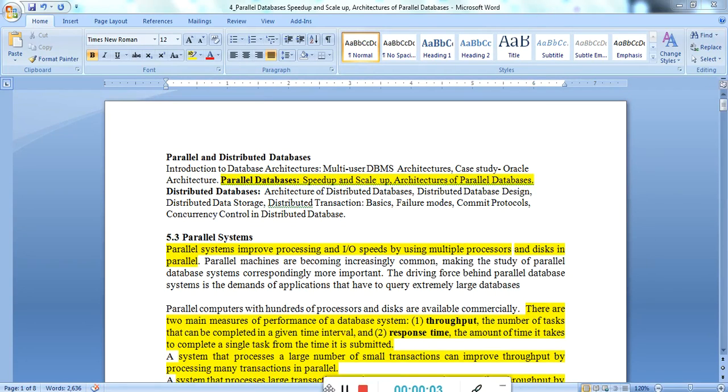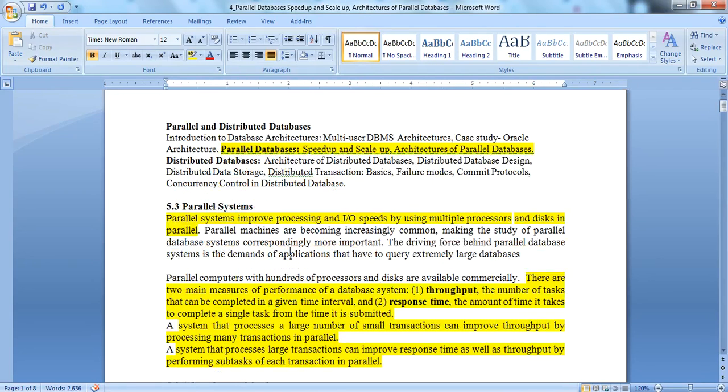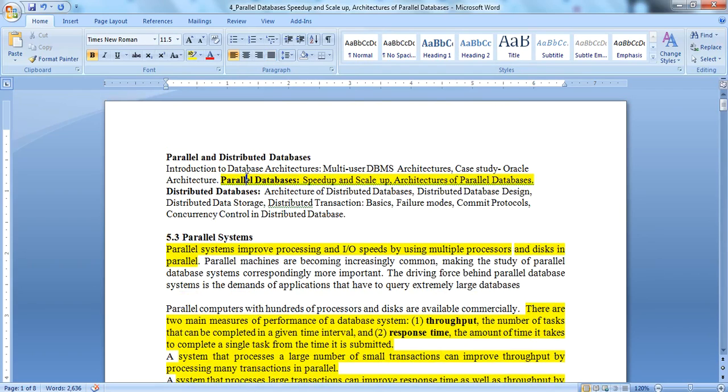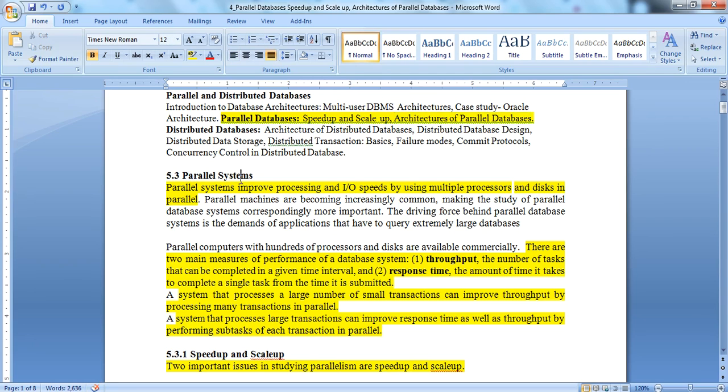Hello everyone. In this session we will learn the next concept, parallel databases. Under that we will cover the speed up and scale up concepts and the architecture of parallel databases. Now, the parallel system: we will learn what exactly a parallel system means.